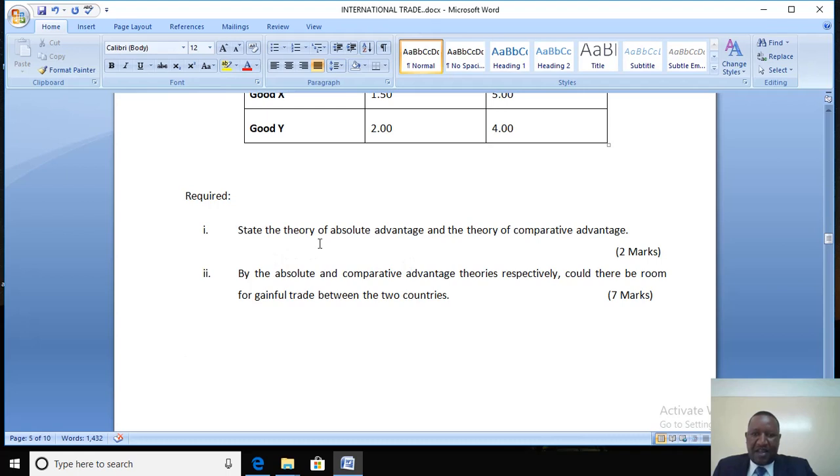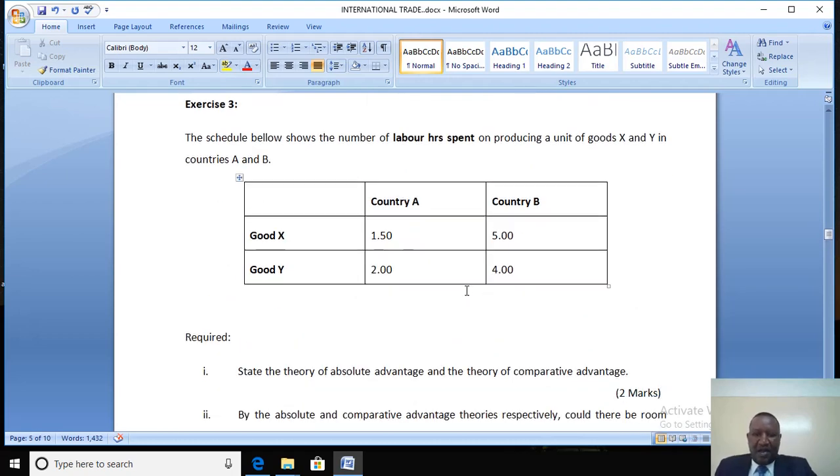Required, they're saying state the theory of absolute advantage and comparative advantage theories. By the absolute and comparative advantage theories, respectively, could there be room for gainful trade between the two countries? Of course, explaining absolute advantage and comparative advantage should be easy for you by now. Absolute advantage means the country is producing cheaply or using fewer resources, or the country is efficient. Comparative advantage means the country is producing at a lower opportunity cost than the other country.